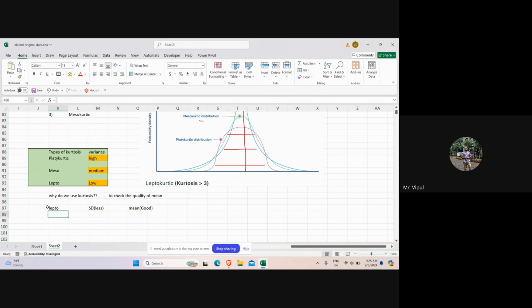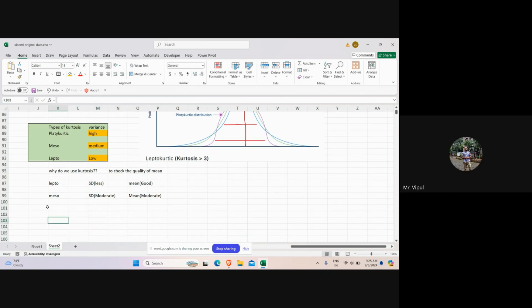So we have leptokurtic, we have mesokurtic. Standard deviation is moderate, and mean is moderate. Then we have platykurtic. For that, standard deviation is more, and mean is not good, right? So this is why we use the kurtosis.